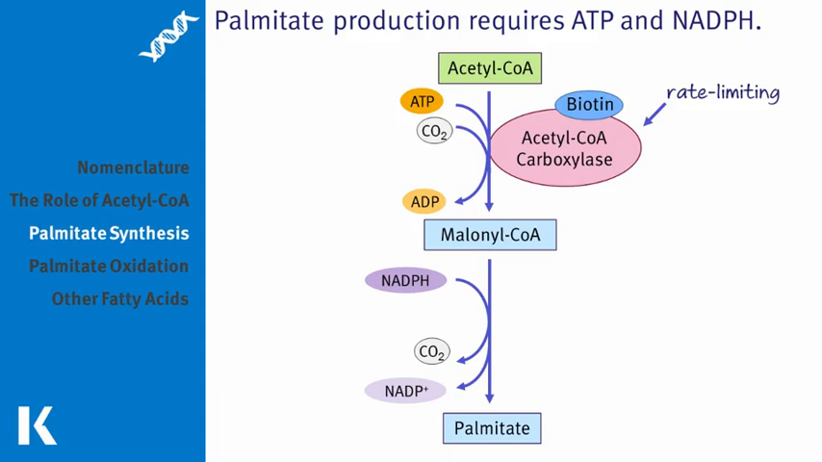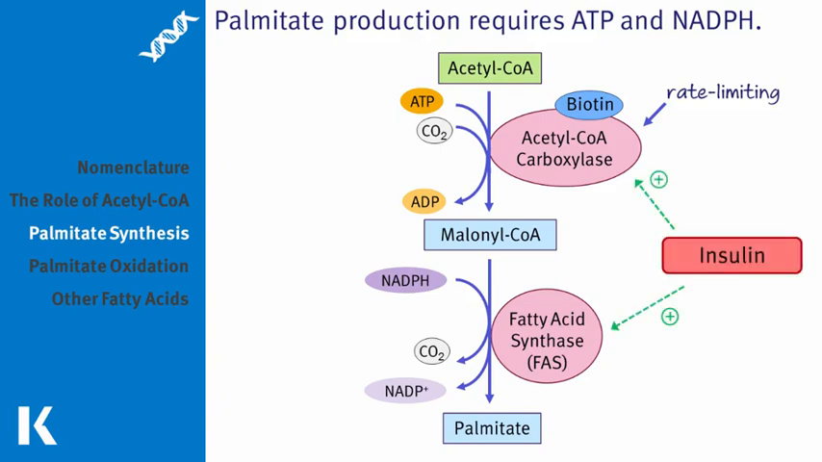Malonyl-CoA is then reduced and decarboxylated and can be incorporated into the growing fatty acid chain. The enzyme at this step is called fatty acid synthase and requires a molecule of NADPH to reduce the acetyl group of malonyl-CoA. As mentioned before, fatty acid synthesis occurs when energy is abundant. Insulin, whose levels are high when energy is abundant, stimulates acetyl-CoA carboxylase and fatty acid synthase to promote palmitate synthesis.